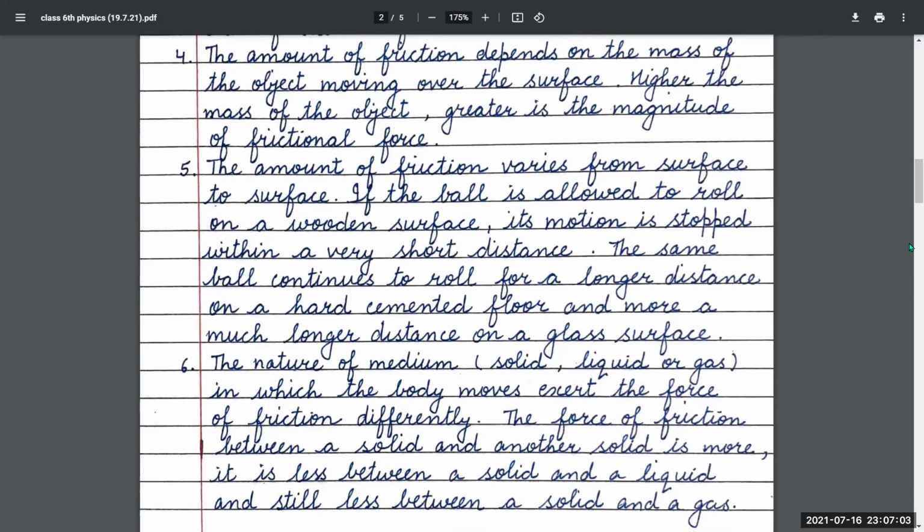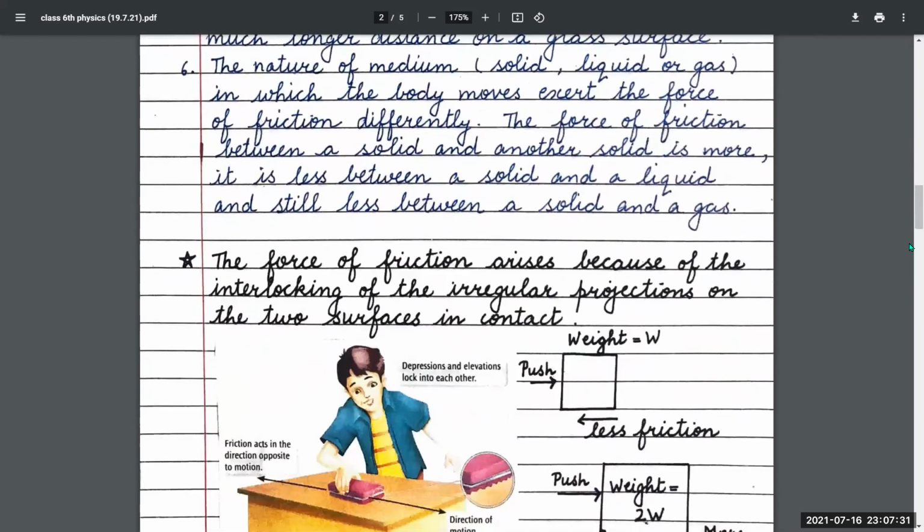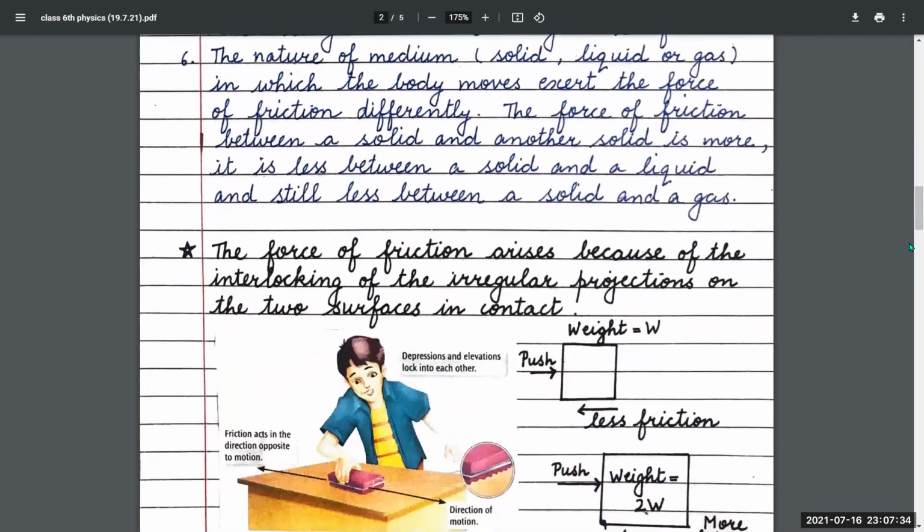If a ball is allowed to roll on a wooden surface, its motion is stopped within a very short distance. The same ball continues to roll over a long distance on a hard cemented floor, and a much longer distance on a glass surface. The reason being the smoothness of the surface. Smoother the surface, less will be the frictional force applied onto that object.